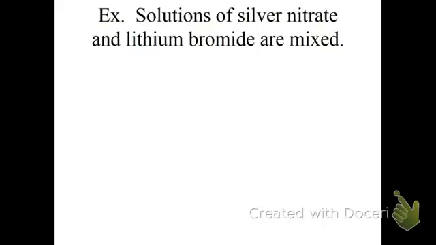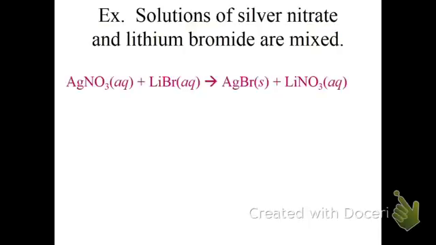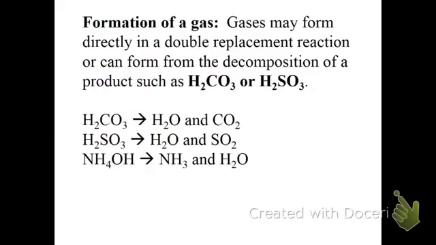So here we have an example of silver nitrate and lithium bromide. They're mixed. So you're going to make silver bromide as your precipitate, because it's an exception to the rule for bromine. We'll do the net ionics in a little bit.